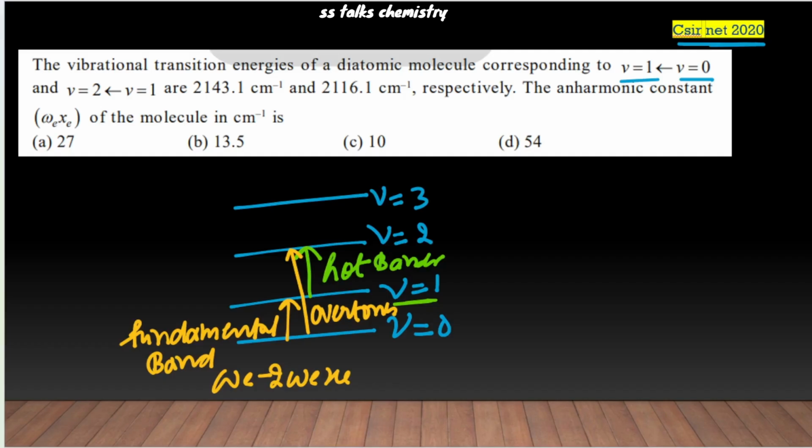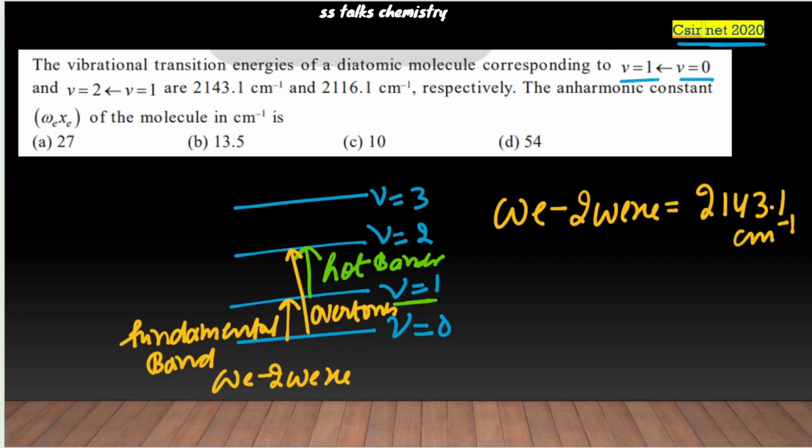Okay, so now the value of the fundamental band is given, which is 2143.1. So omega e minus 2 omega e xe has the value 2143.1 centimeter inverse, right? Now let's find the value of the hot band also. For the hot band, the energy difference, firstly you see the general formula for the nth state: the energy value is n plus half times omega e minus n plus half squared times omega e xe.